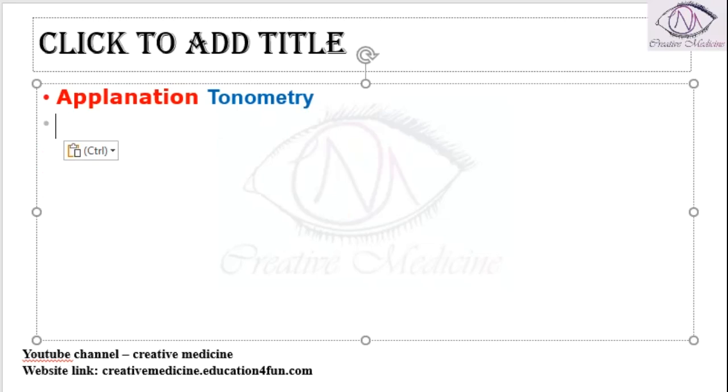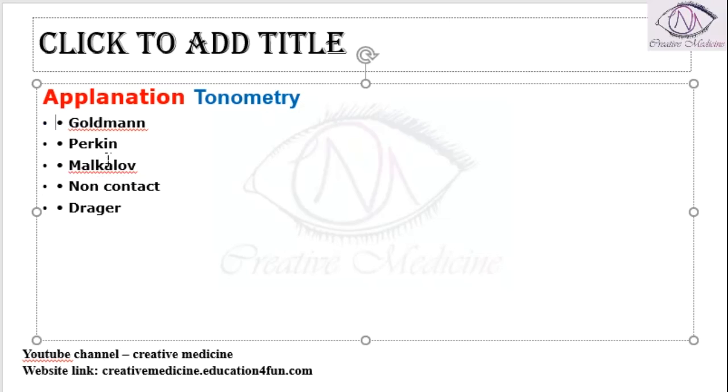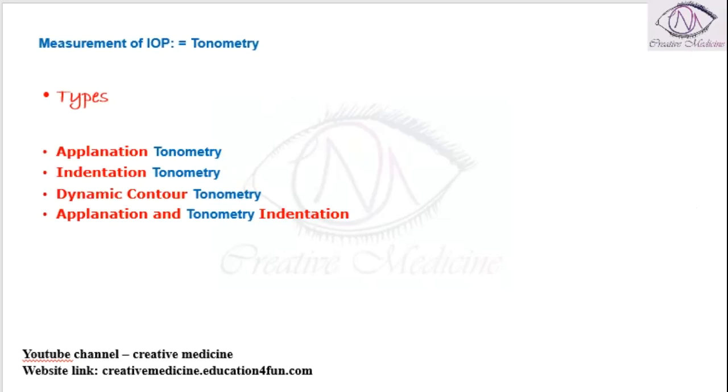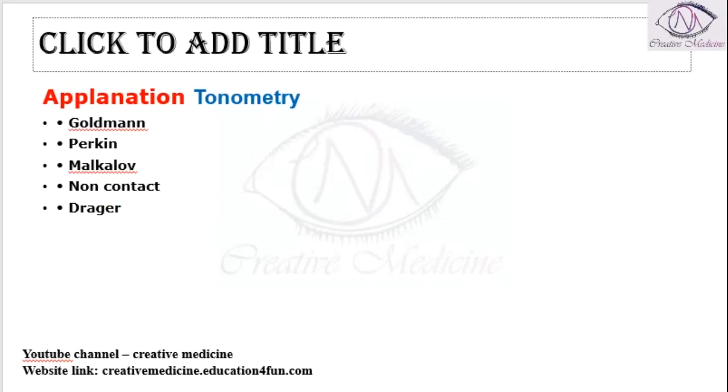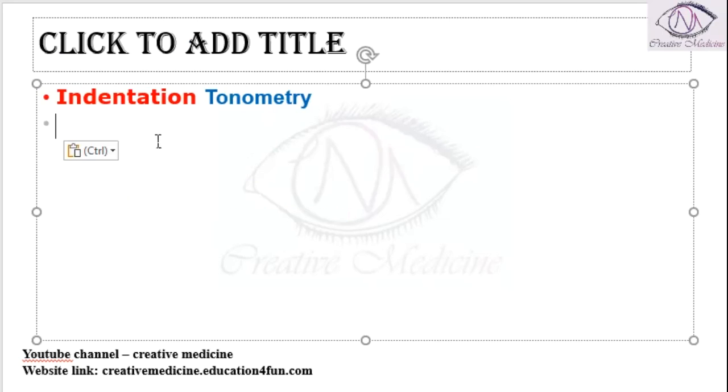In applanation tonometry, the types of applanation tonometers include Goldmann's applanation tonometry, Perkins applanation tonometry, Maklakov's applanation tonometry, non-contact, and Draeger's applanation tonometry. Then we have indentation tonometry. In indentation tonometry, we have Schiøtz indentation tonometry.